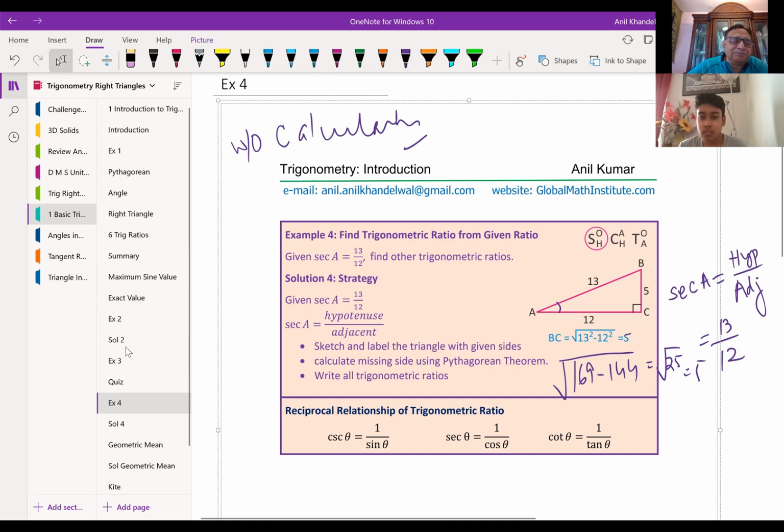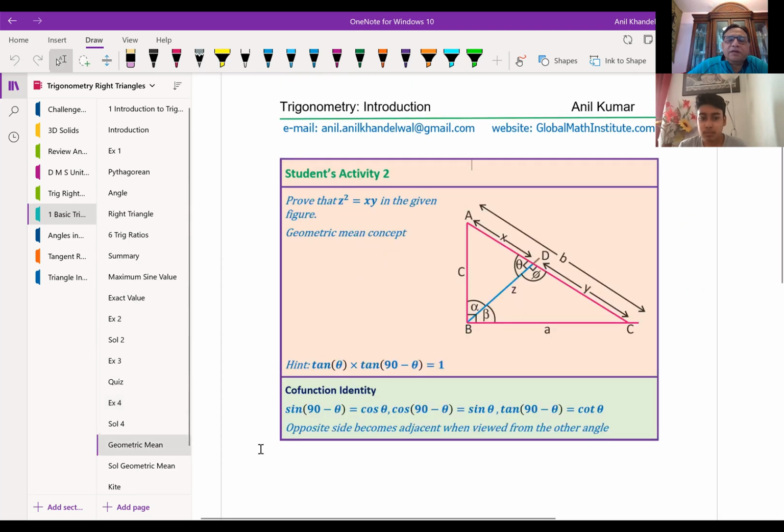Clear? Now we are coming to a very, very important question. It's a challenging question, so normally I'll give this as a student activity. It says, prove z squared equals xy. Now, in this case we have a right angle. Let me just explain this particular triangle. ABC is a right angle triangle.